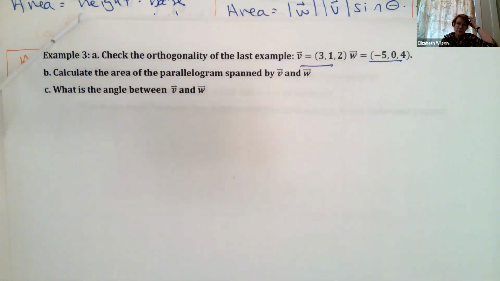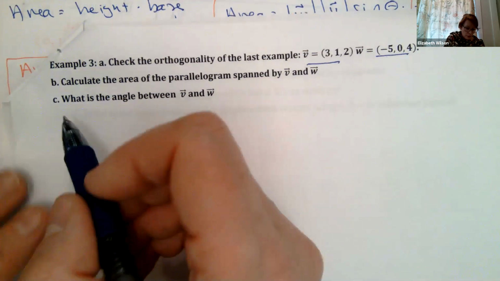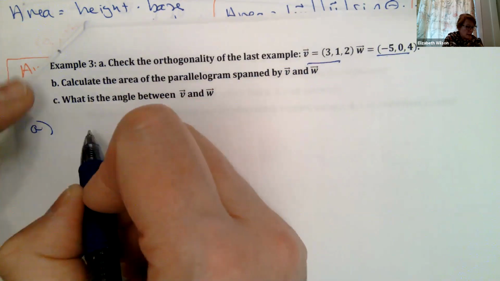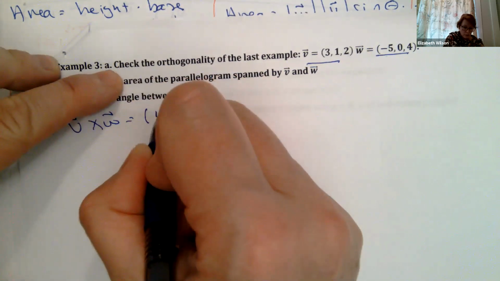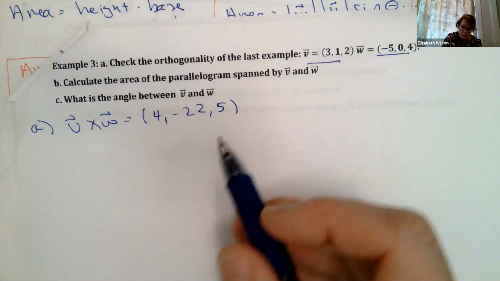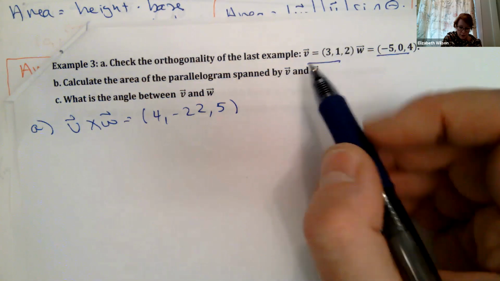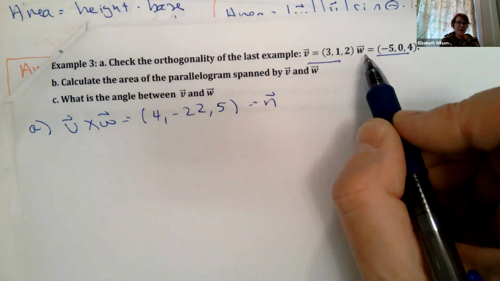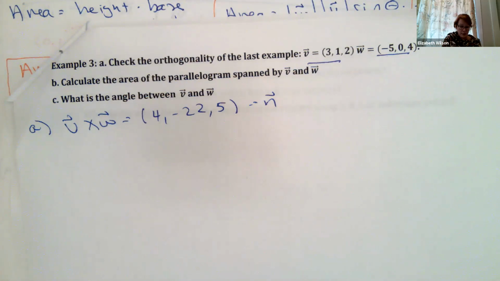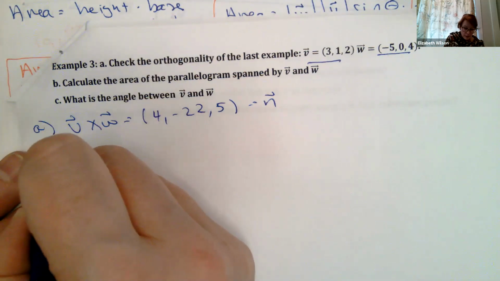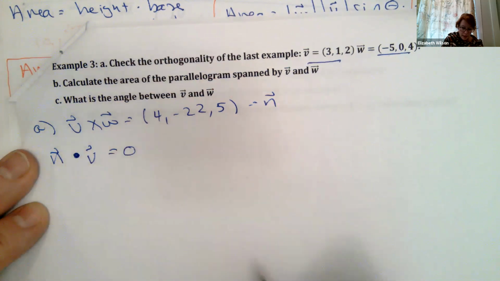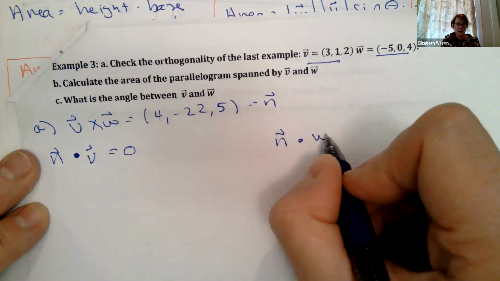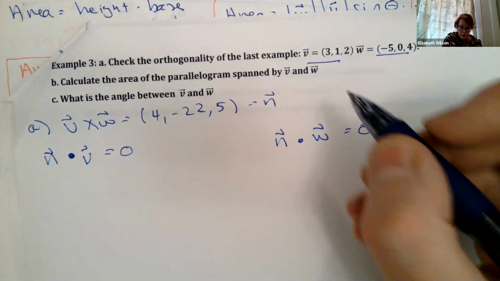Okay, so example 3, our last example. V is 3, 1, 2, W is minus 5, 0, 4. We want to check the orthogonality. So we said that the cross product was perpendicular to each of these. The first thing I want to do is remind ourselves, we calculated V cross W, that was 4, minus 22, and 5. If it's really true that the cross product, which is our normal vector, is perpendicular to each one of these, that means I can use the dot product to prove that. So N, which is my cross product, dot V should be equal to 0, and N dot W should be equal to 0. If we did the cross product correctly, this is a check for orthogonality, right?